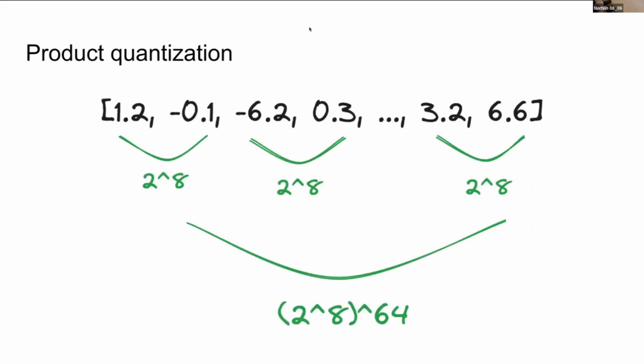And the total set of vectors that we can represent using this technique is equal to the Cartesian product of all of these code points. So in our case, that's 2 to the power of 8 to the power of 64. And because of the Cartesian product, this technique is called product quantization. And in FAISS, we would call this index PQ64x8, which means we are using 64 subvectors, and each subvector has 8 bits. So previously, we used 32 bits per float, and now we would be using only 8 bits per 2 floats. So that is a compression ratio of 8.